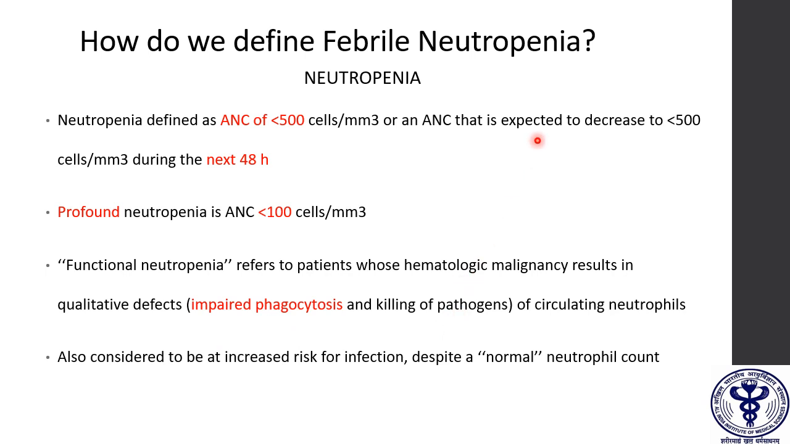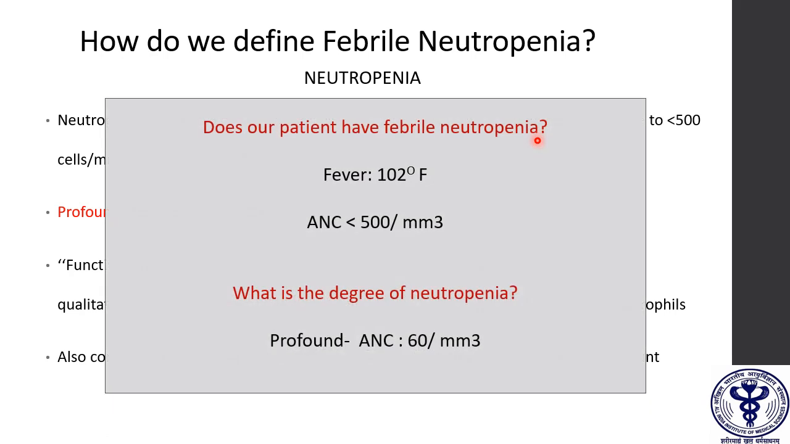So does our patient have febrile neutropenia? Yes, because the fever is more than 101, 102 in this case, and the ANC is obviously less than 500. In fact, it is even less than 100. So we can say that our patient is having febrile neutropenia and profound neutropenia.